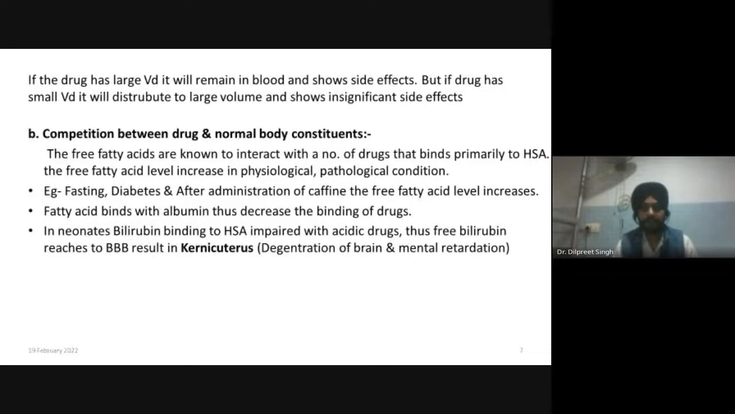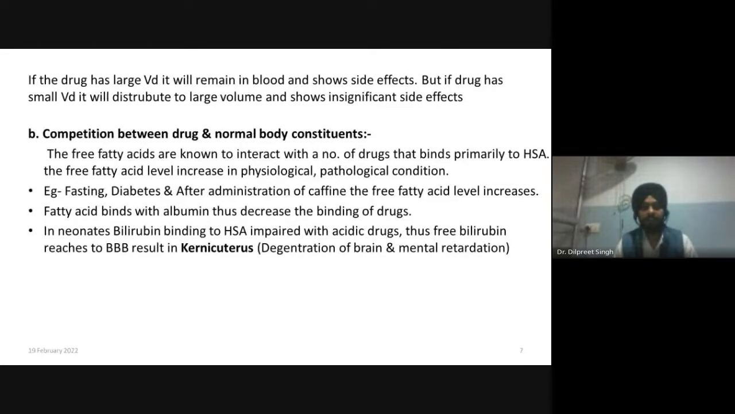So the increased free fatty acid level causes improved metabolism after fasting or in the fed state when we have taken a meal, because caffeine increases the enzyme induction of various hepatic enzymes like cytochrome P450. That causes greater metabolism when we have taken food, or decreased metabolism in the fasting state. Basically it is of concern in diabetes patients. Fatty acid binds with albumin and thus decreases the binding of various acidic or non-ionized drugs.